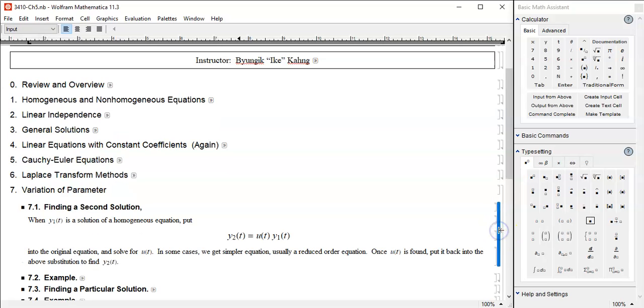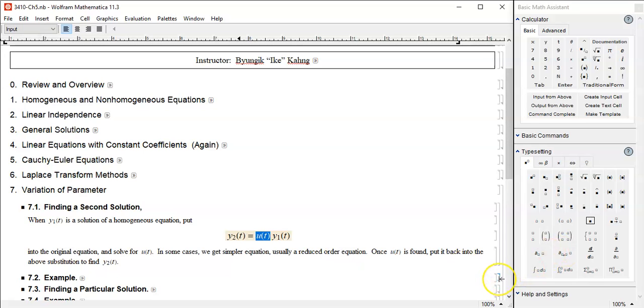Okay, the first example of variation of parameter is finding a second solution. If you know one solution of the homogeneous equation, and you're looking for another solution which is linearly independent from the other, then you can use a sort of variation of parameter by doing something like this: u of t times the first solution you already know. This u of t is a parameter that you'll have to adjust and find out.